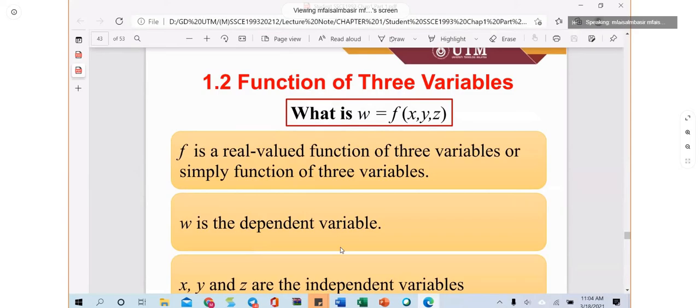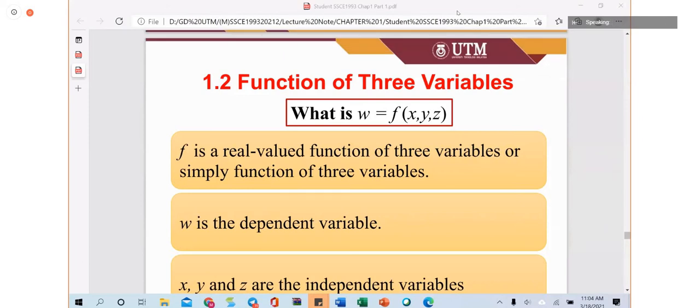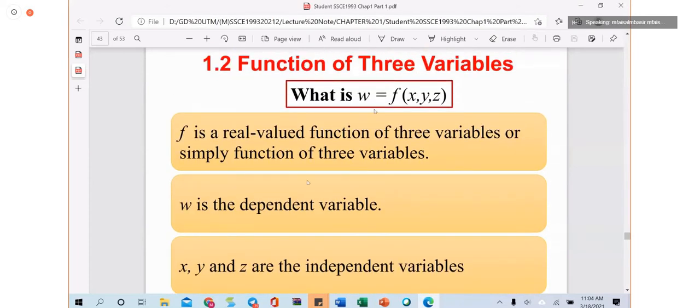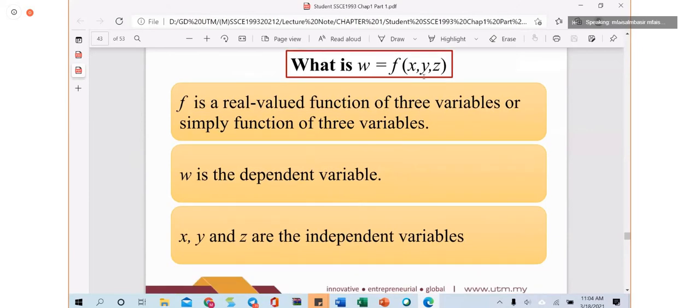Start on functions of 3 variables. So what is w equals f(x, y, z)? f is a real valued function of 3 variables, or simply a function of 3 variables. So w is the dependent variable. w will depend on x, y, and z, and x, y, z are the independent variables.